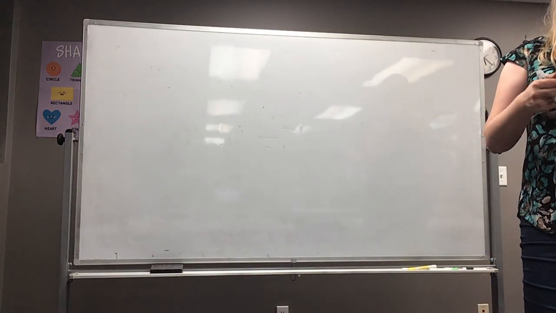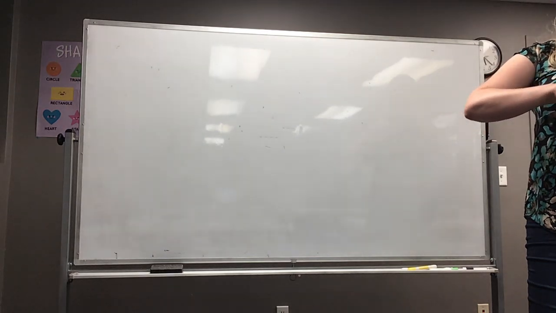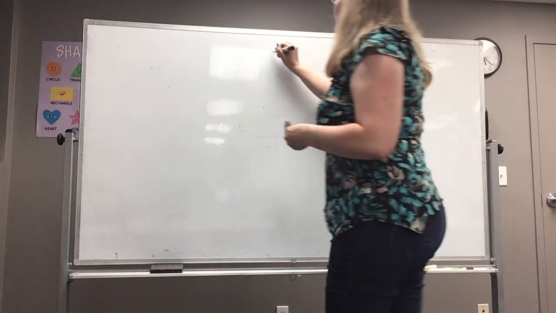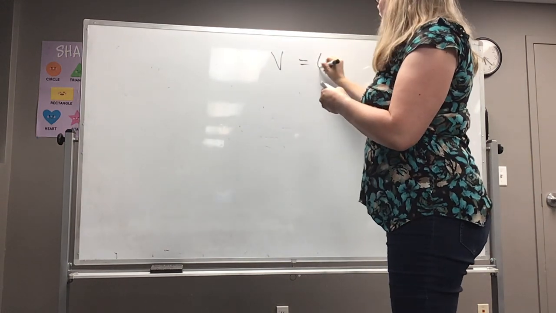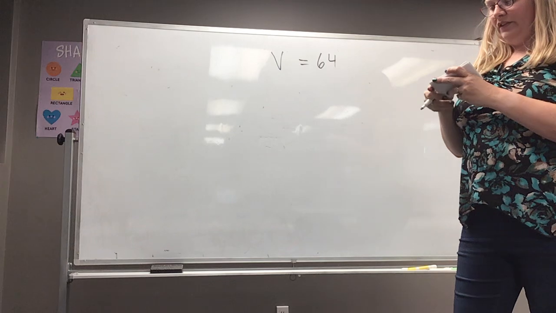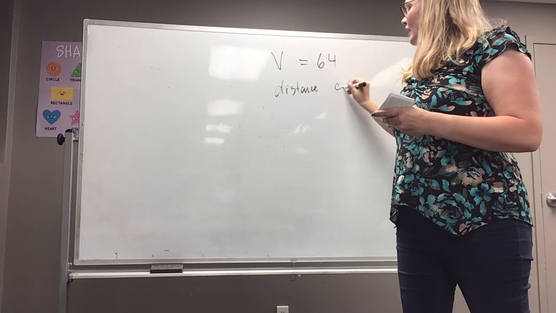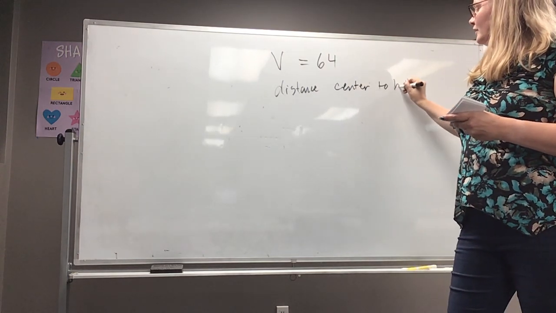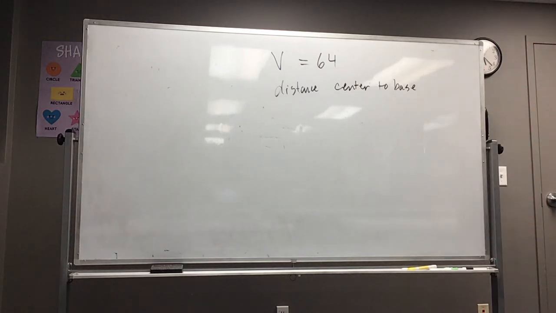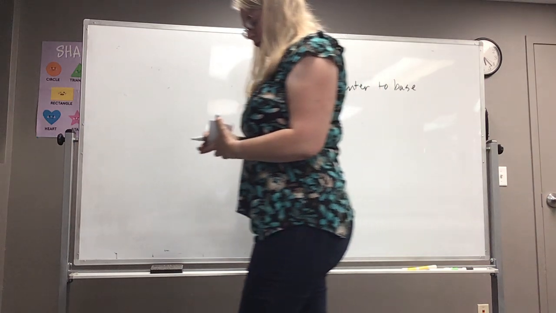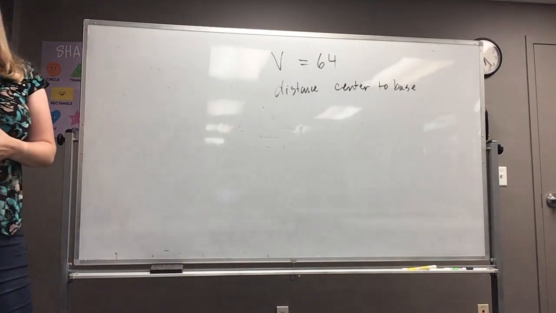All right, 23. We have a volume of a cube. And so it says, if the volume of a cube equals 64, what is the shortest distance from the center to the base? This one should be 30 seconds or less. So volume of cube, what is the shortest distance from center to base?